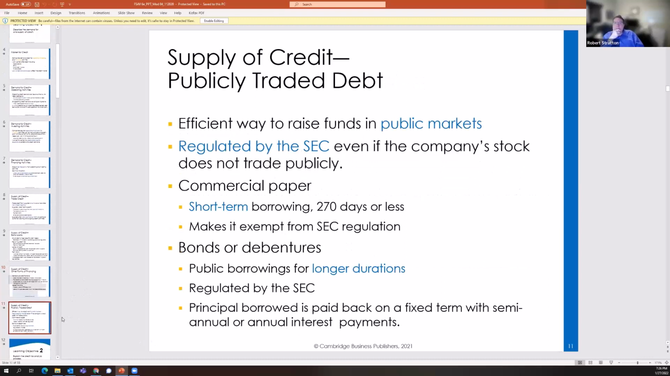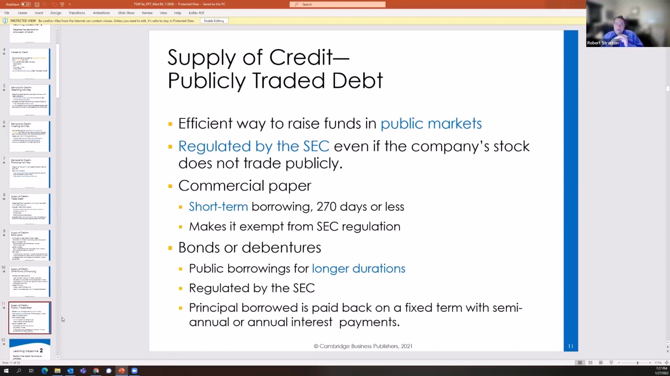Okay, so publicly traded debt. There are credits on the market. It's governed by the SEC, even if you're not a public company, and some are excluded. For example, some forms of commercial paper are short-term debt excluded from SEC oversight. Some transactions for private companies are governed by the SEC, some are not. So there's an extra level of regulation on some of this stuff, even for private companies.